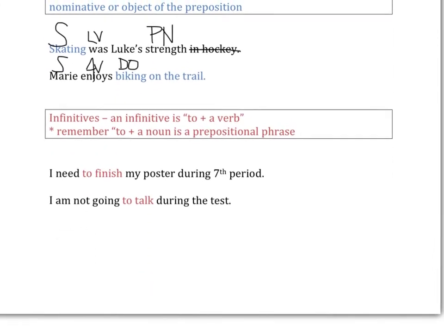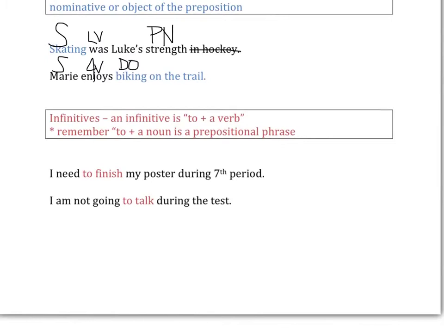And finally, let's look at infinitives. Infinitives are easy because it's to plus a verb. Now remember, to plus a noun is a prepositional phrase. So you've got to look at the word after to and decide, is it a verb? If so, it's an infinitive. If the word after to is a noun, you've got a prepositional phrase. So let's take a look at the examples.